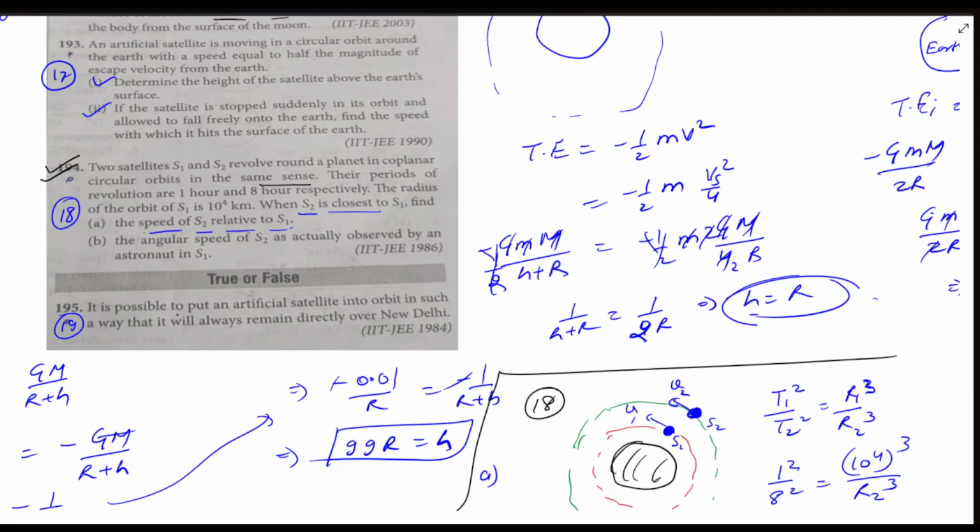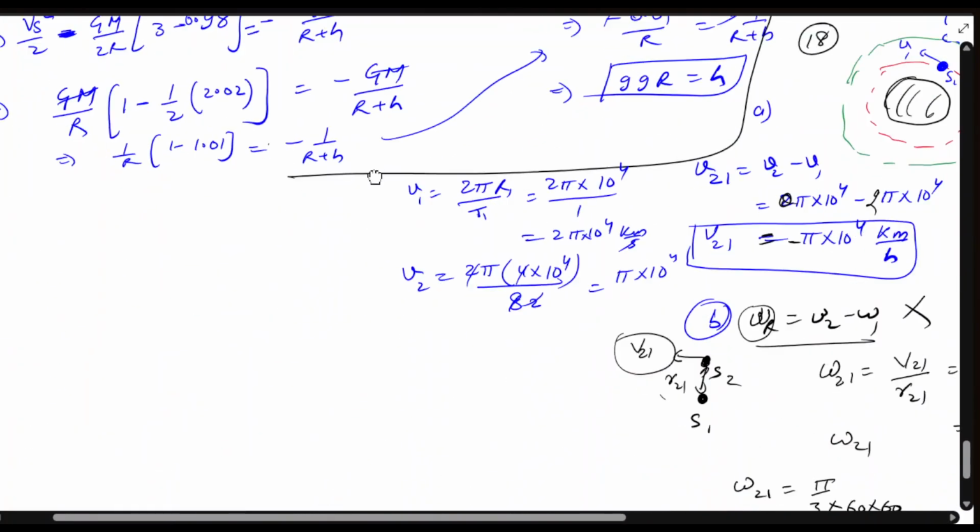Now next, it is possible to put an artificial satellite into an orbit in such a way that it will always remain directly over the New Delhi. So this is a question where you should know the position of New Delhi. So it is not on the equatorial plane, right? If the New Delhi was on the equatorial plane, then the satellite will always remain there. But New Delhi is not on the equatorial plane, so this will be false. Okay, so let's move on to our 20th question.